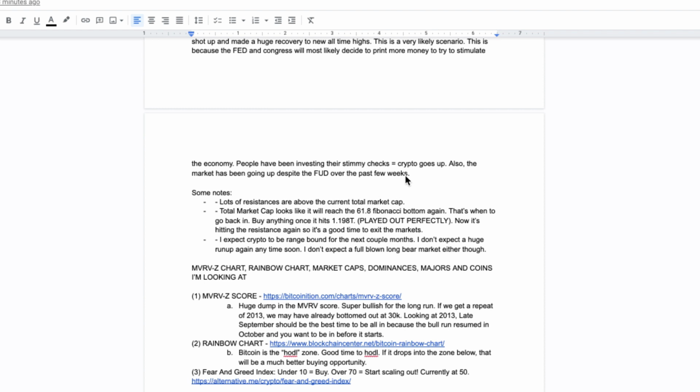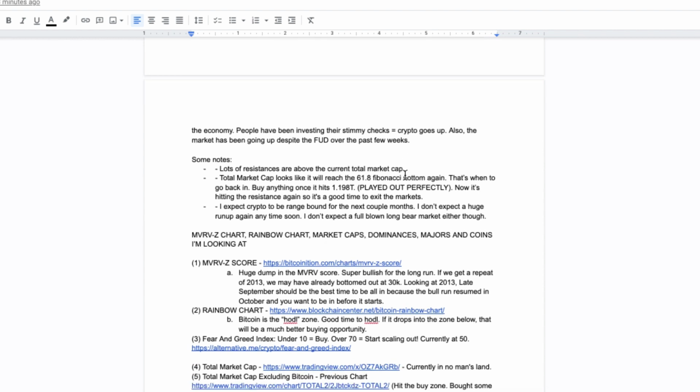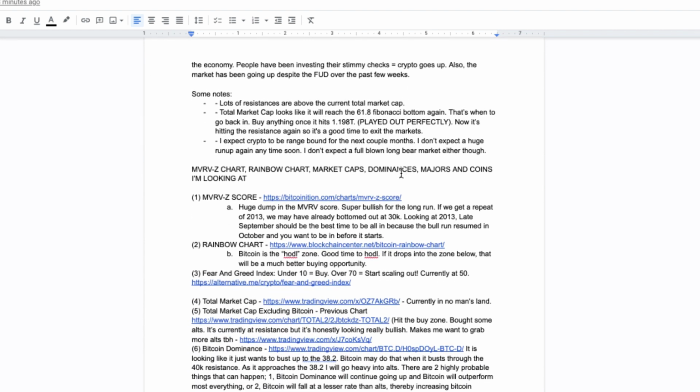Anyway, here are some notes that I usually take. These are what I did last time. And I feel like I said this already, but I'm going to say it again: lots of resistances are above the current total market cap. Let me check if that's actually true.